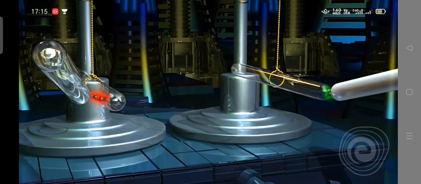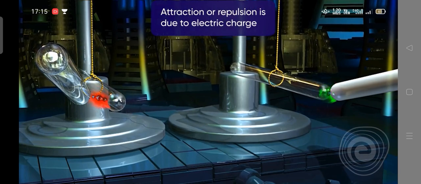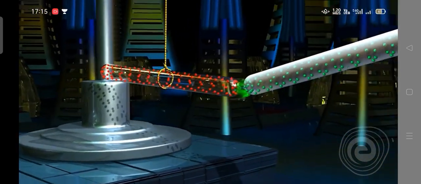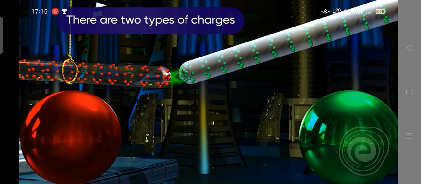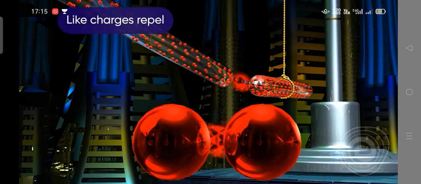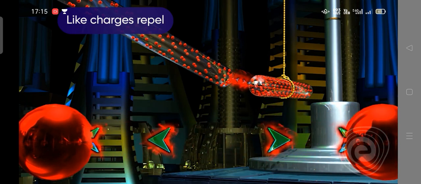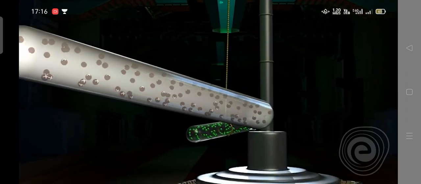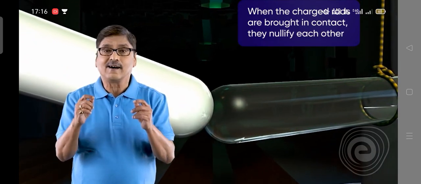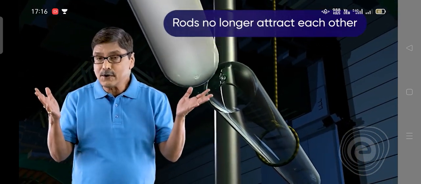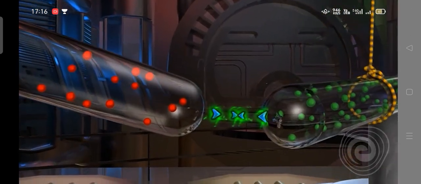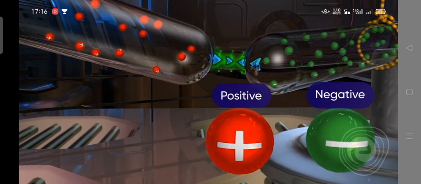This attracting and repelling behavior is attributed to an entity called electric charge. These observations lead us to conclude that 1. There are two types of charges, and 2. Unlike charges attract and like charges repel each other. When the electrified plastic and glass rods are brought in contact, the charges acquired by them neutralize or nullify each other, and the rods no longer attract each other. The American scientist Benjamin Franklin named these charges as positive and negative.